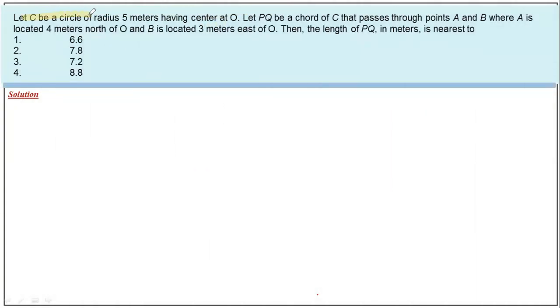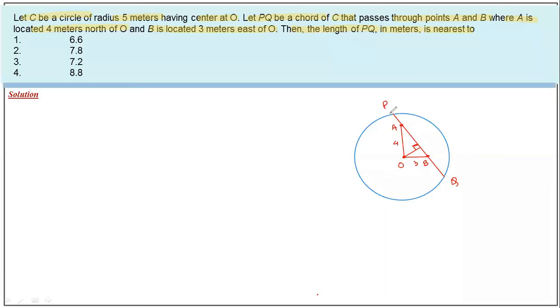Let C be a circle of radius 5 meters having center at O. Let PQ be a chord of C that passes through points A and B, where A is located 4 meters north of O and B is located 3 meters east of O. Then the length of PQ in meters is nearest to which of the following? Okay, so suppose this is the circle, this is the center O, this is the point A, which is 4 meters north of O, and point B, which is 3 meters east of O.